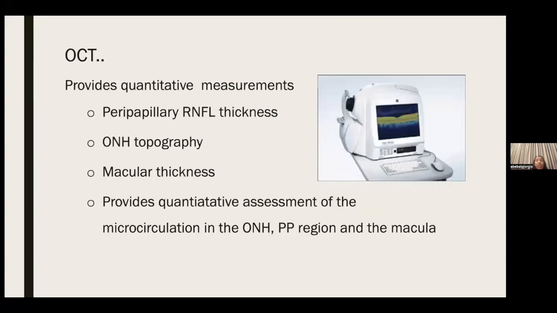OCT provides quantitative measurements of the peripapillary retinal nerve fiber layer thickness, optic nerve head topography, macular thickness, and also provides quantitative assessments of the microcirculation in the optic nerve head, peripapillary region, and the macular area.